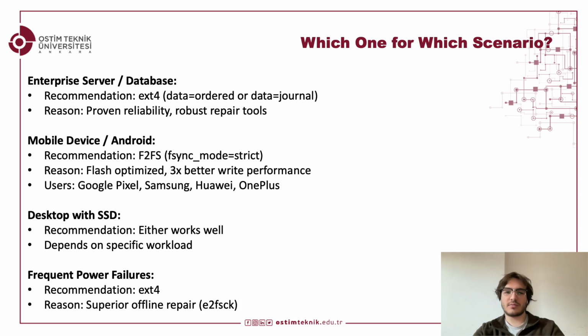So which file system for which situation? For enterprise servers and databases, we recommend Ext4 for its over 15 years of proven reliability, robust e2fsck repair tool, and proven crash consistency. For mobile devices and Android, F2FS is more suitable. Manufacturers like Google Pixel, Samsung, Huawei, and OnePlus prefer F2FS for its flash optimization and superior write performance.